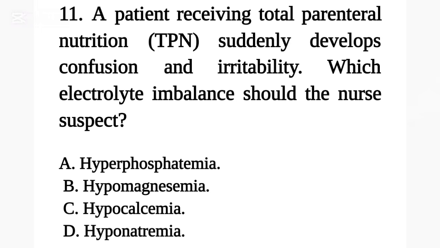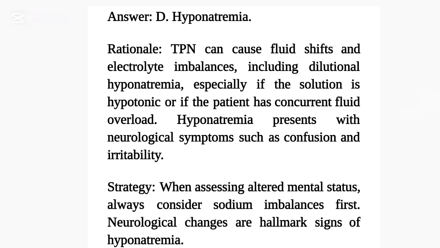11. A patient receiving total parenteral nutrition, TPN, suddenly develops confusion and irritability. Which electrolyte imbalance should the nurse suspect? A. Hyperphosphatemia. B. Hypomagnesemia. C. Hypocalcemia. D. Hyponatremia. Answer: D.